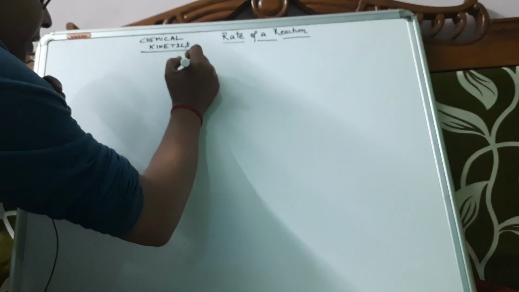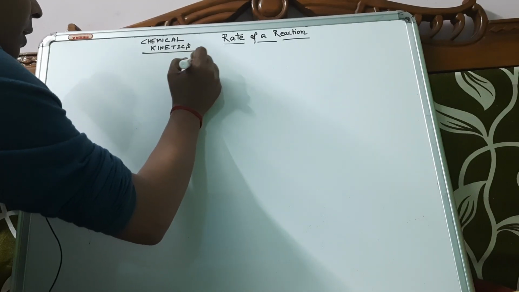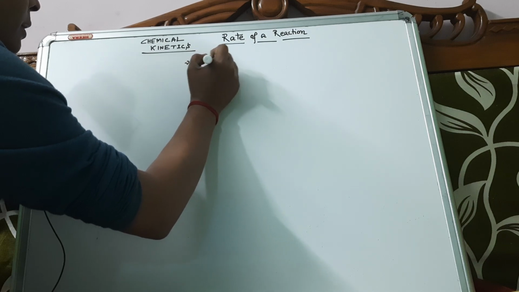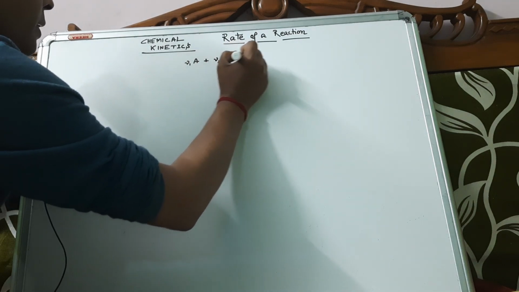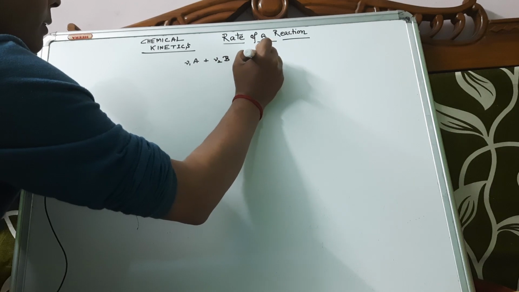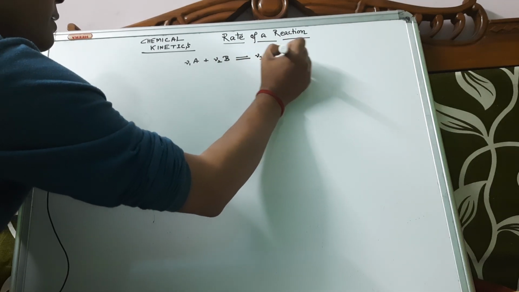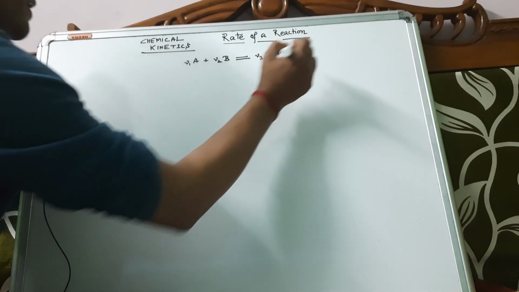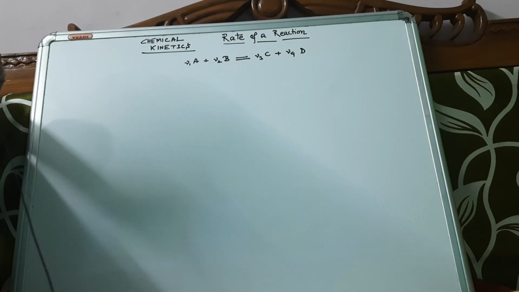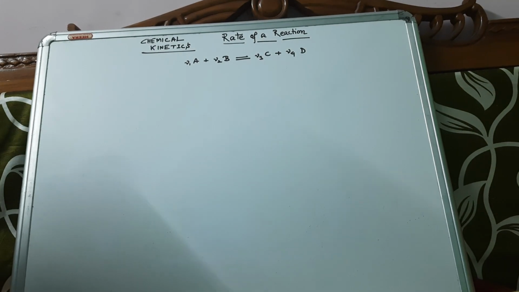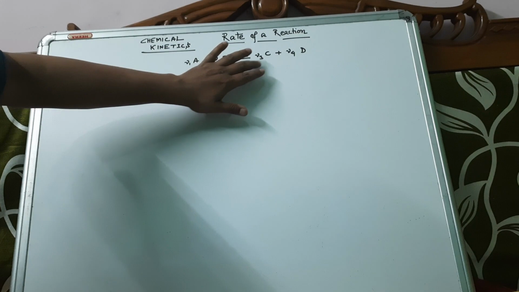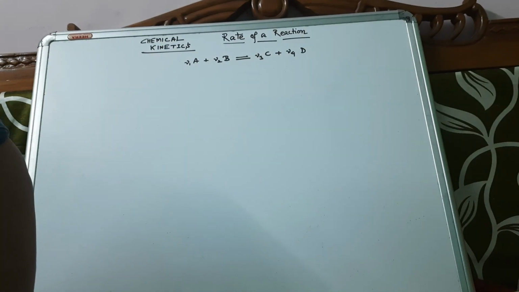So, if the reaction is nu1 A plus nu2 B equals nu3 C plus nu4 D, then what are nu1, nu2, nu3 and nu4? All these are the stoichiometric coefficients.